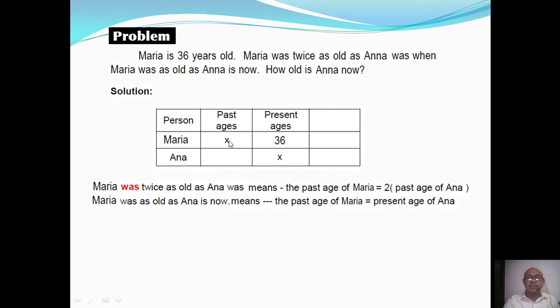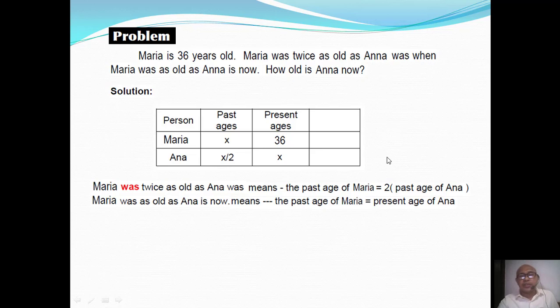So this is X. And this is twice compared to Anna's past age. So if this is X, this is X over 2. Okay, so again, Maria was twice as old as Anna was when Maria was as old as Anna now. So meaning, in the past, when Maria was as old as Anna now, Maria's age was twice compared to Anna's age.